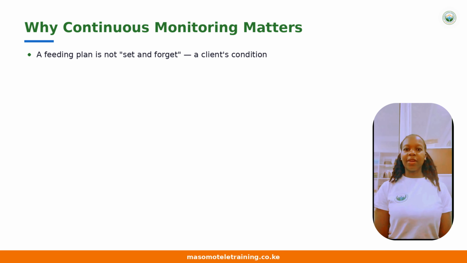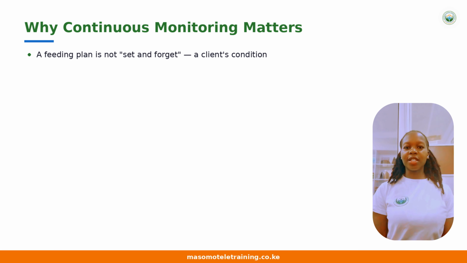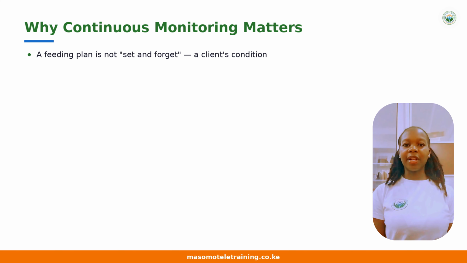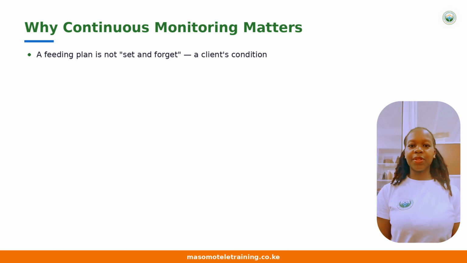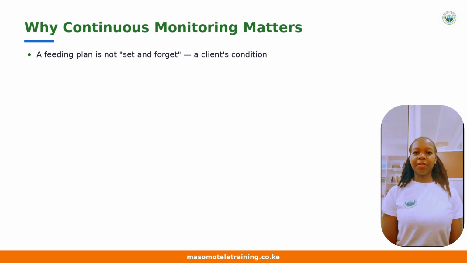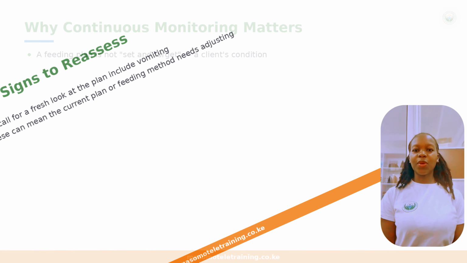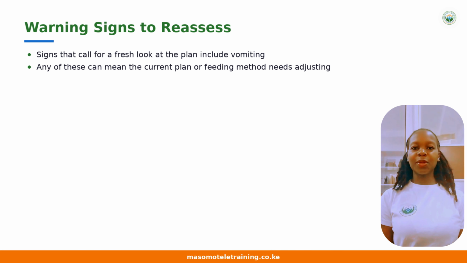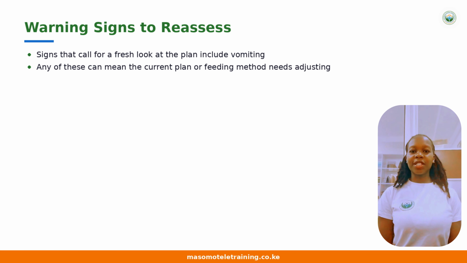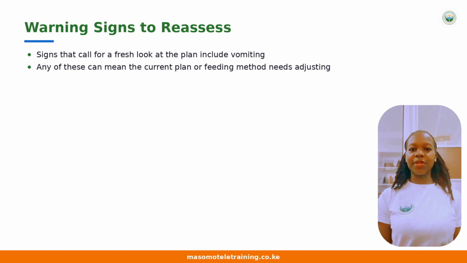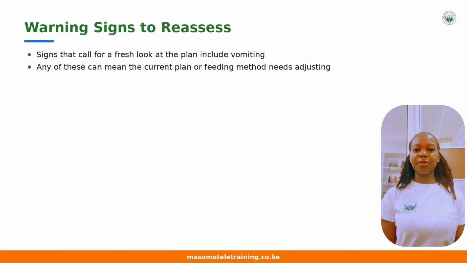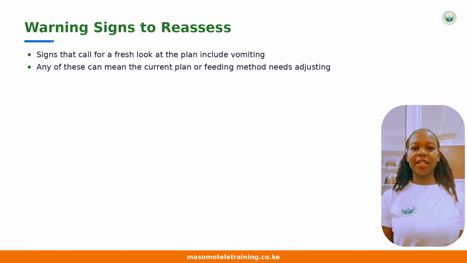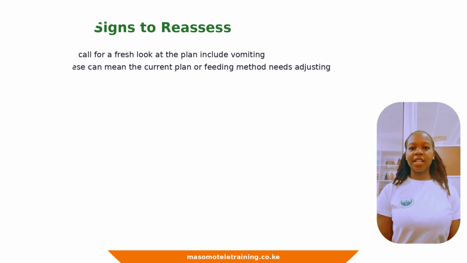Let us begin. A feeding plan is not set and forget. A client's condition, appetite, and tolerance can change, so ongoing monitoring makes sure the plan is still safe and effective and catches problems early. Signs that call for a fresh look at the plan include vomiting, diarrhea, abdominal distension or bloating, unexplained weight change, or a sudden drop in appetite. Any of these can mean the current plan or feeding method needs adjusting.